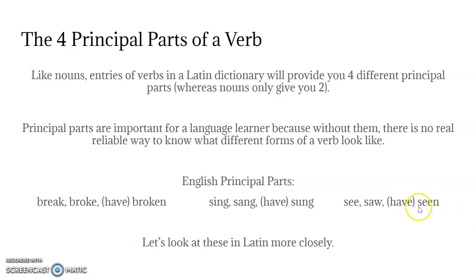See, saw, have seen. Once again, why does see turn into a totally different word? The ending, the E, just goes away and turns into an AW. Why isn't it seed, or saw-ed? It just is, and the only way to know is to have it told to you and study it. So that's what principal parts do, and that's what the 4 different versions you see when you look up a Latin word are there for.